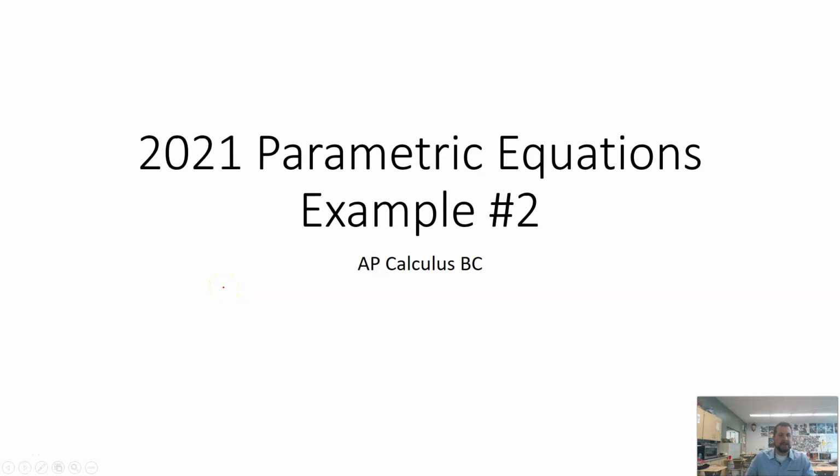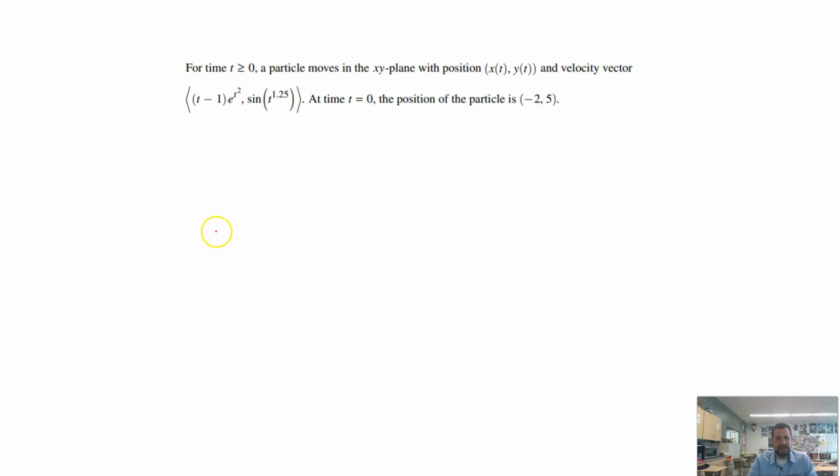Okay, so what we're looking at here is an example from 2021 of a parametric equation problem. A and B on this one are very, very straightforward. Letter C is a little bit more involved, so we'll take a look at that one in just a second, but let's go ahead and jump right in.